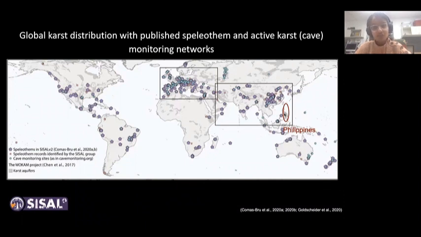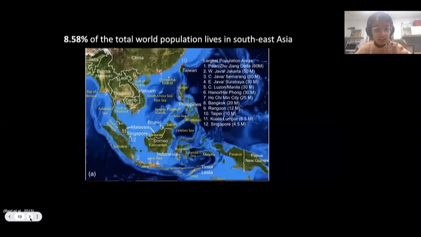What you'll notice is the Philippines stands out because it has a lot of karst distribution, but currently there are no actively monitored cave sites. In addition to just one paper that was published, there is a limited understanding of terrestrial paleoclimatology from this region. So this makes a really good, unique spot to go in, set up some monitoring sites, and try and understand terrestrial climatology.